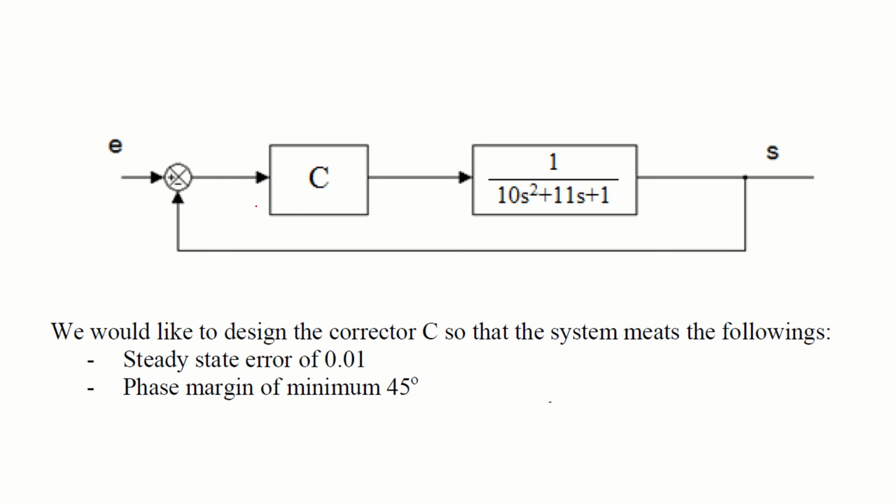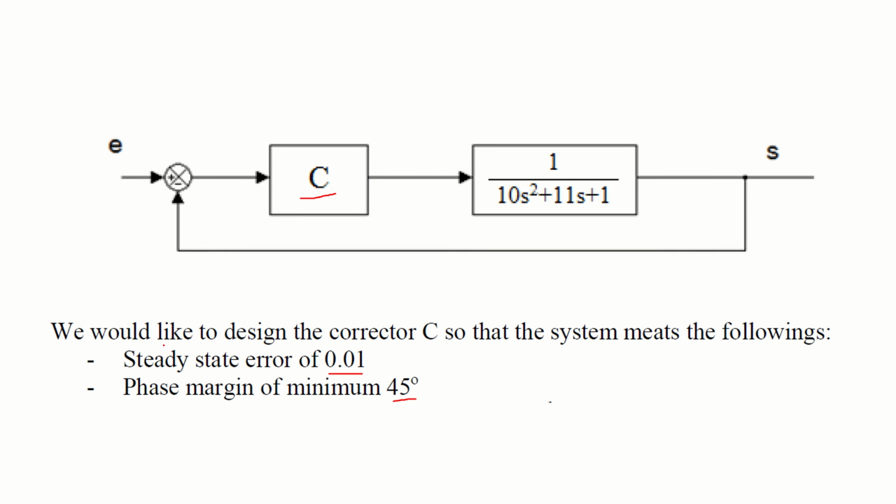So what we need to do is compute this controller C here, which is in this closed loop transfer function, and we have this feed-forward transfer function, which is 1 over 10s^2 plus 11s plus 1. So we need to design this corrector C so that the system meets the following: the steady state error for a step response is 0.01 and the phase margin is 45 degrees. So we will see how to solve that and how to get that.